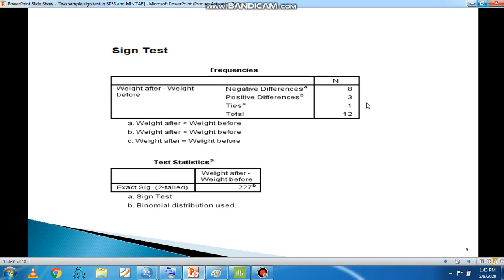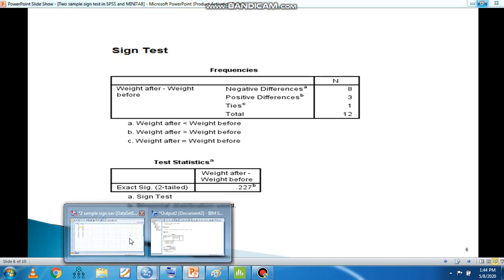How we observe this file: there are 8 entries with negative difference, 3 with positive difference, and 1 tie, where the weight before and after the diet program is the same. The p-value comes out to be 0.227; the sign test and binomial distribution are used.